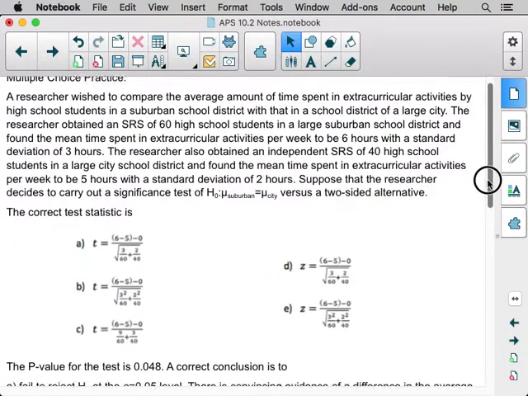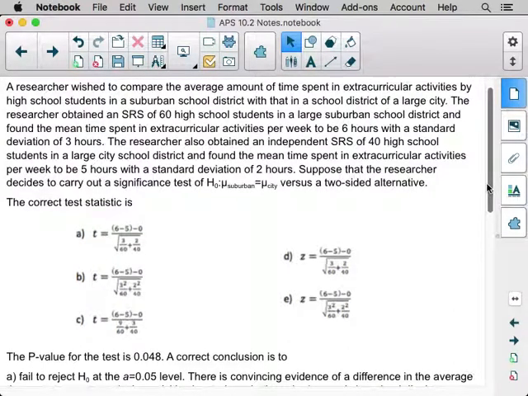A researcher wished to compare the average amount of time spent on extracurricular activities by high school students in a suburban school district with that of a school district in a large city. The researcher obtained a random sample of 60 high school students in a large suburban school district and found that the mean time spent on extracurricular activities per week to be 6 hours, with a standard deviation of 3. The researcher also obtained an independent simple random sample of 40 high school students in a large city school district, and found the mean time spent on extracurricular activities to be 5 hours, standard deviation 2. Suppose a researcher decides to carry out that test versus a two-sided alternative.